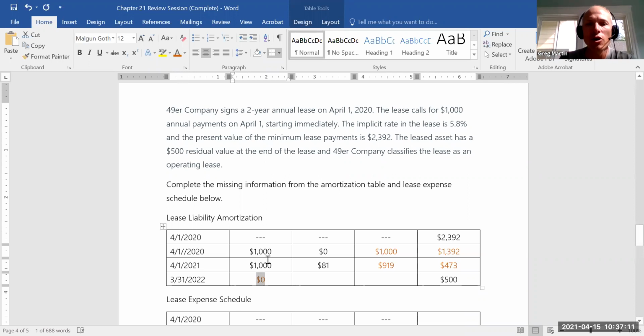Now, the reason why it's 0 is because the contract calls for one payment on April 1st, 2020, and another payment on April 1st, 2021. It does not call for a payment at the end of the lease because all the payments are at the beginning of the lease. And so that tells us that there's a 0 payment here. All right. Now, here's the hard part. So you get the 0 payment. How do we go from 473 up to 500? What must the amortization be?